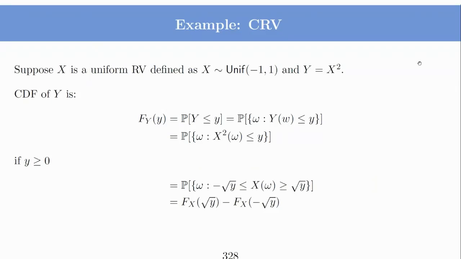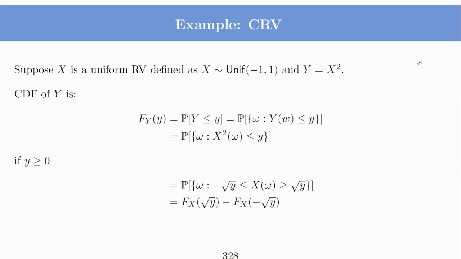Let us see one more example. The previous case was linear. Let us take one more case where we take a uniform random variable X between -1 and 1. Then we have a new random variable, Y equal to X squared. And we are interested in computing the CDF of X squared.